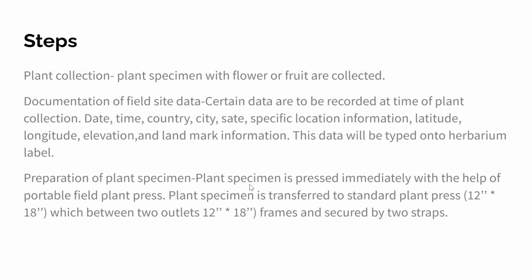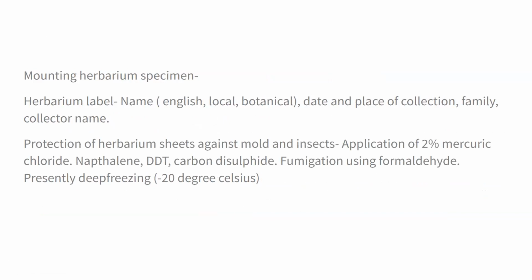Preparation of plant specimen. The plant specimen is pressed immediately with the help of a portable field plant press. The plant specimen is transferred to a standard plant press. Okay, the frame, you all remember what I have given you, 29 into 49. Okay, that is more than enough. Then you have to label it. Okay, see what you have to use. Application, this is very important. Application of 2% mercury chloride. This is used to protect from fungal and bacterial disease.